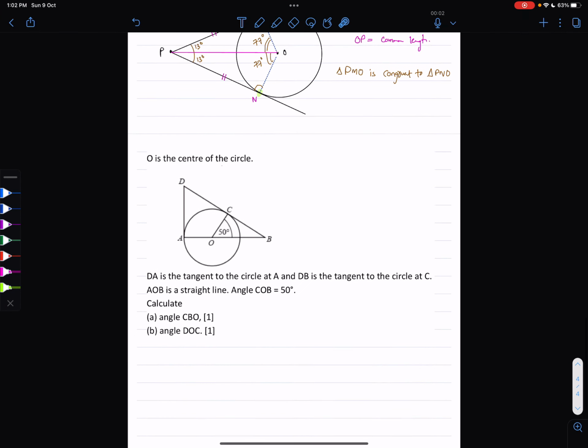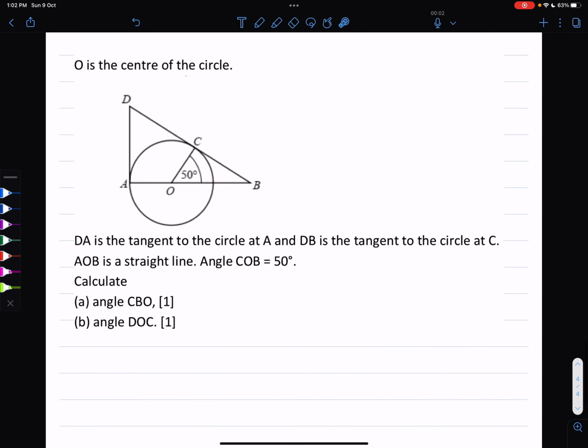Let's look at a question now. O is the center of a circle. DA is tangent to the circle at point A, and DCB is a tangent line to the circle at point C. AOB is a straight line. Angle COB is 50 degrees. So this angle is given to us as 50 degrees. We need to calculate angle CBO.